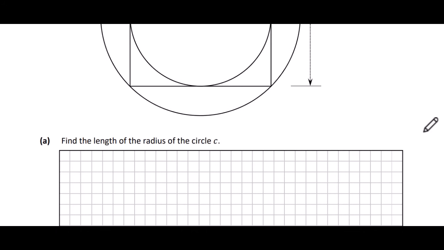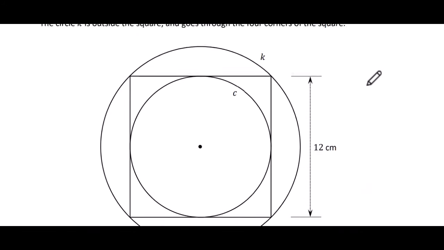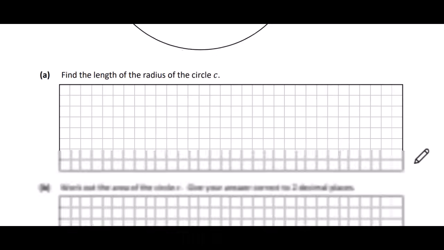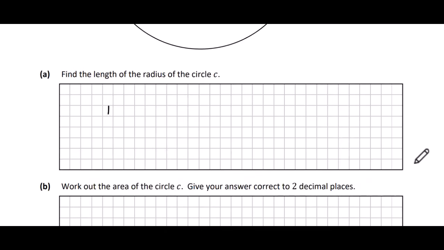First thing, find the length of the radius of the circle C. So to find the radius, we know that from here to here is 12. So in other words, from here to here is going to be 12. Therefore, from here to here is going to be 6. So our answer here, the radius, is just 6 centimeters.